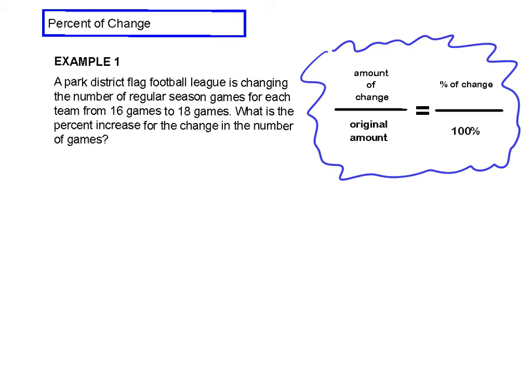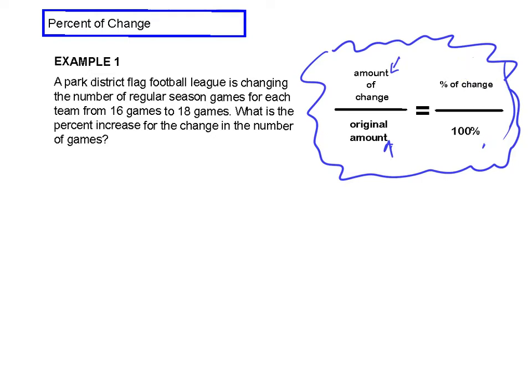Notice I have the amount of change over the original amount equals the percent of change, which is what we don't know yet, over 100%. When we solve problems with this proportion or equation, a proportion is an equation, we do not have to move our decimal places over because this ratio right here is already in the percent form. This is why we are learning this first. We do not have to change our decimal into a percent when we use this method. All right, let's get started.